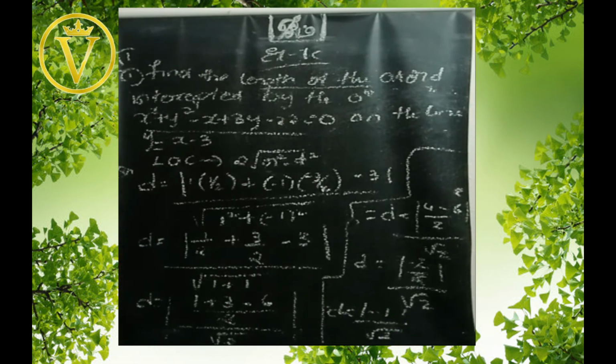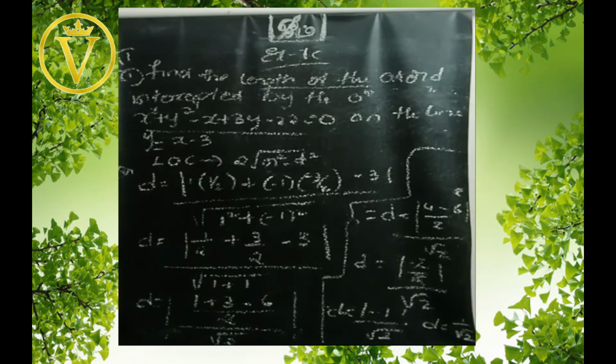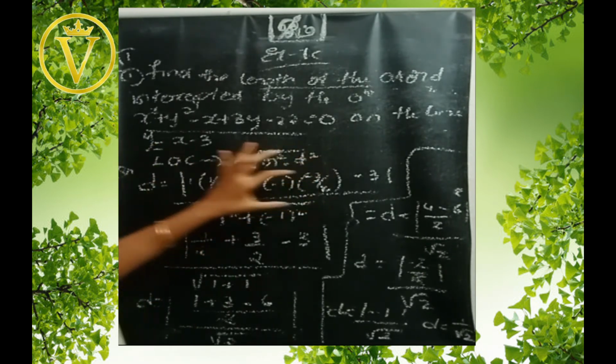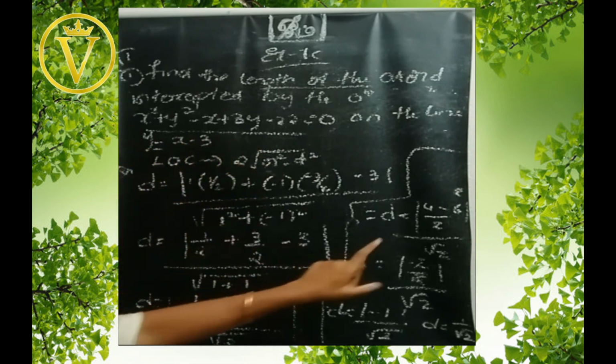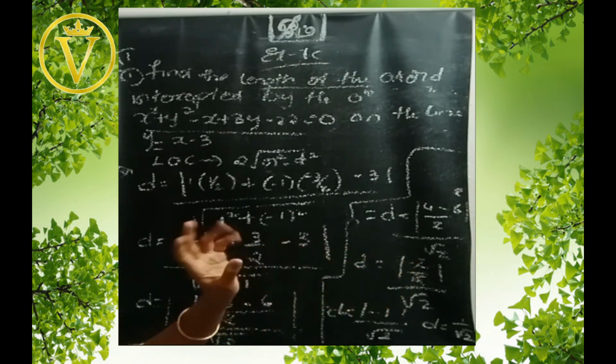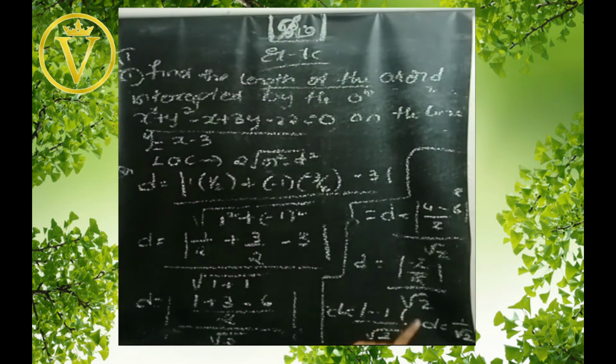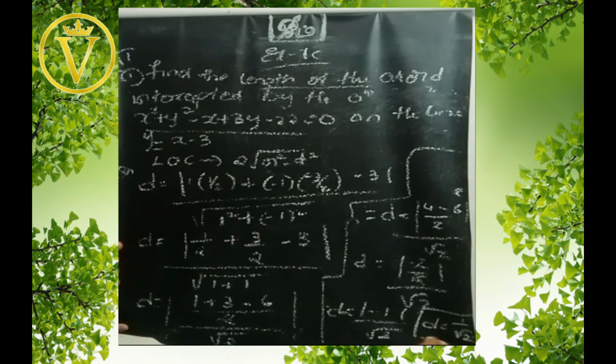Here minus 1, mod is there, so it will become d equals 1 by root 2. Don't confuse here, the mod is for only the numerator. 4 minus 6 is minus 2 by 2, that means the 2 will get cancelled and you will get minus 1. And if the mod is there for the minus 1, it will become 1. So d is the value 1 by root 2.